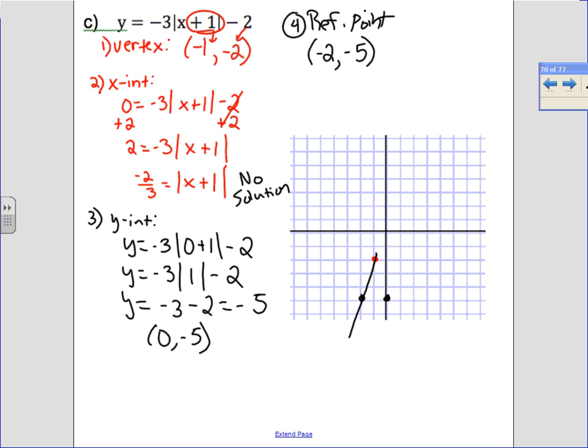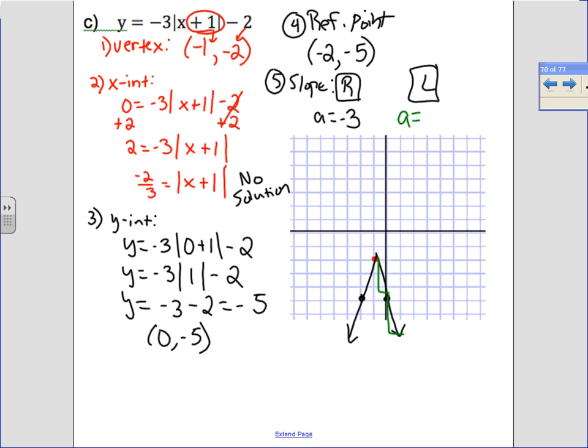Let me connect these. Here's another example of the graph where we really don't have to find the slope, but I still want you to, just to check and make sure that your graph is correct. The slope for the right-hand side of the function would be what a is, which is -3. Going from the vertex to the point on the right, you go down 3, to the right 1. So we know that one's right.